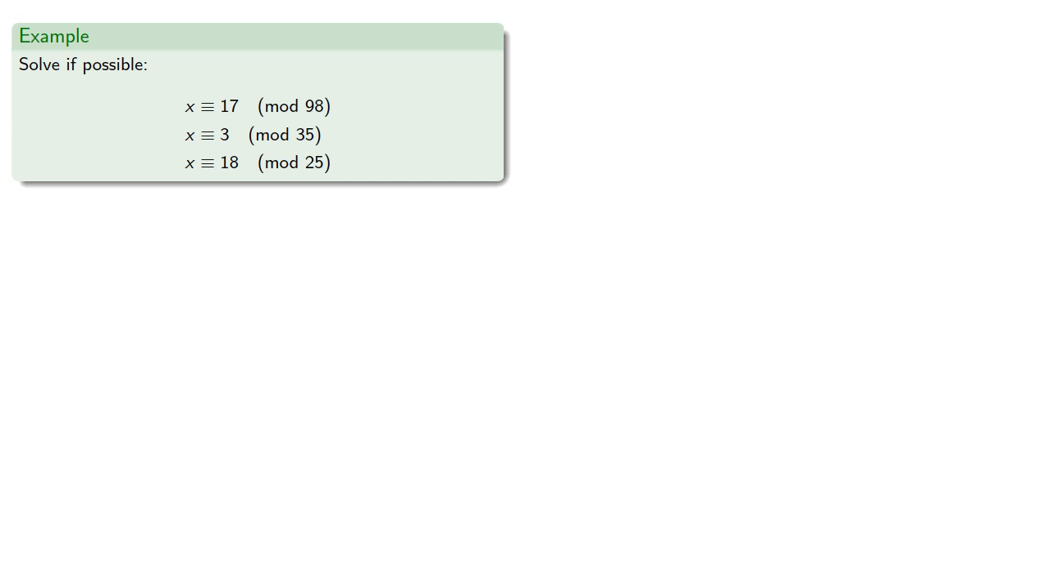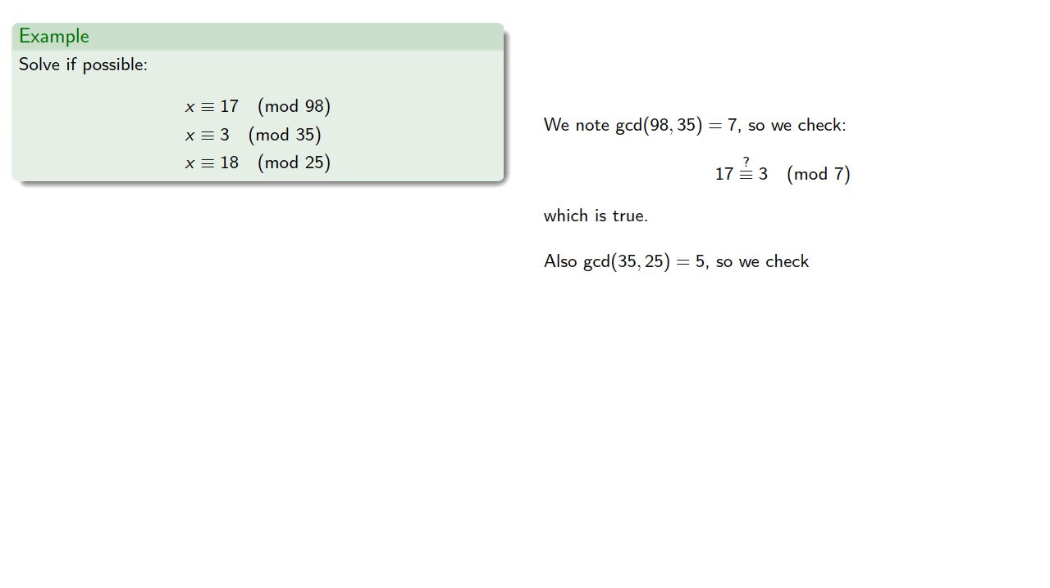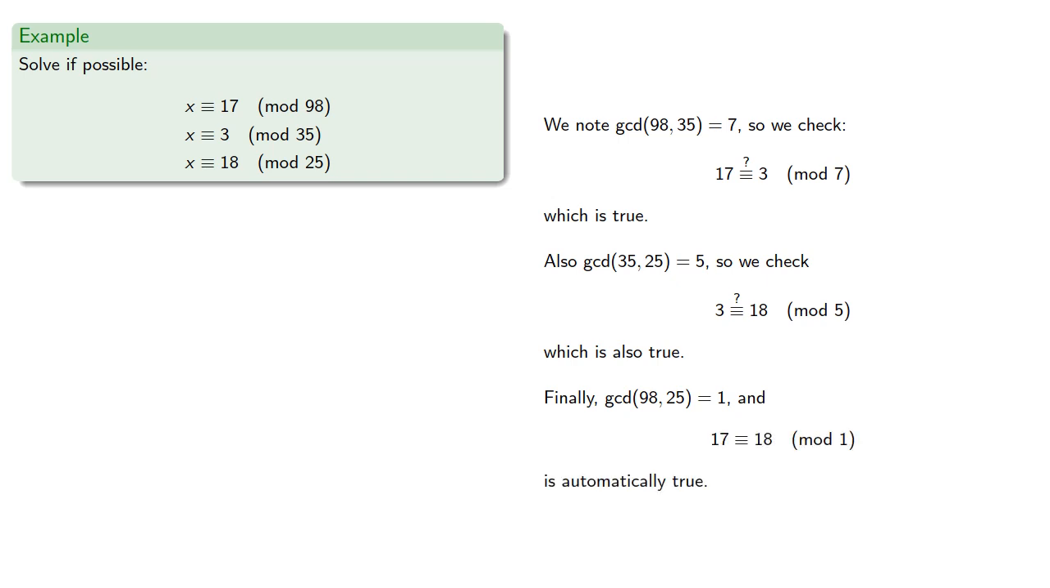Now, take another one. So our greatest common divisor of the first two is 7, so we check to see if 17 is congruent to 3 mod 7, which is true. Also, the greatest common divisor of the second and third is 5, so we check to see if 3 is congruent to 18 mod 5, which is also true. And finally, the greatest common divisor of the first and third modulus is 1, and 17 congruent to 18 mod 1 is automatically true.